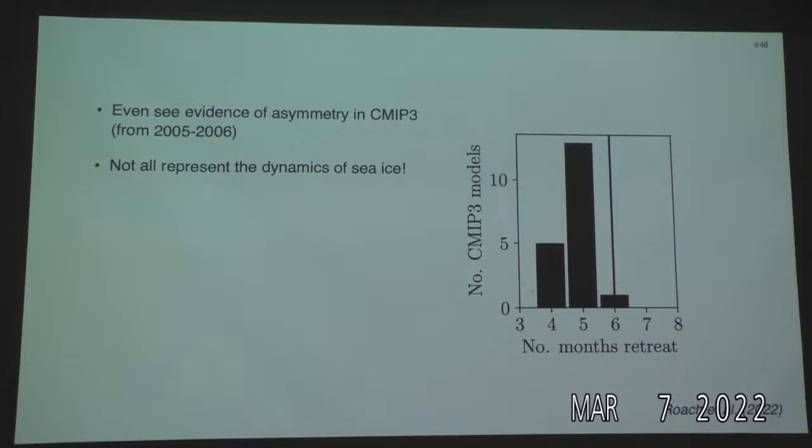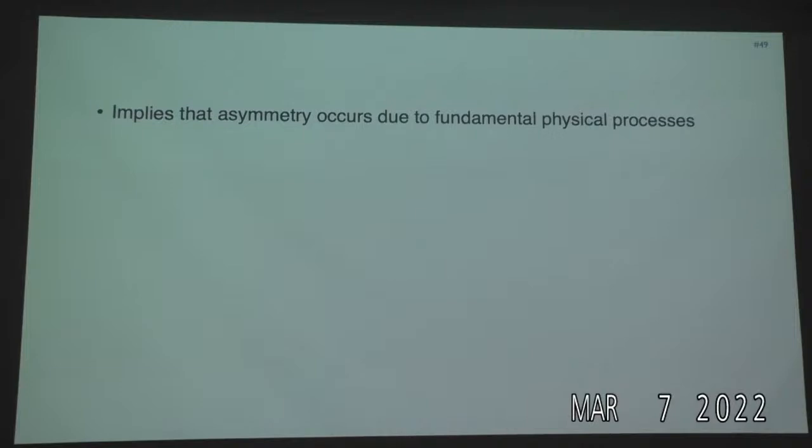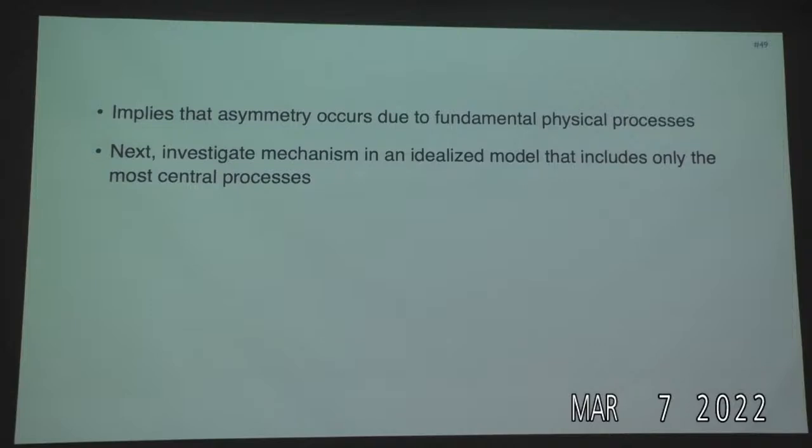And not all of these models represent the dynamics of sea ice. In some cases, the sea ice is just melting and growing in place. And so this suggested to us that perhaps the asymmetry was occurring due to pretty fundamental physical processes, given that it could be simulated by all of these models. And so then we thought it was reasonable to turn to an idealized model to investigate this further that includes only the most central processes.